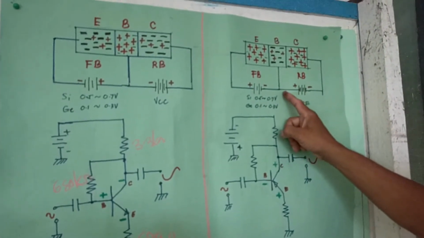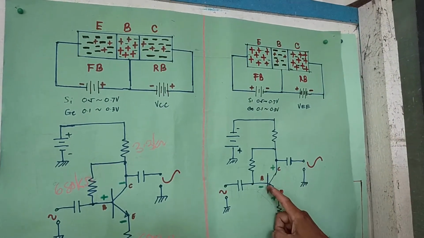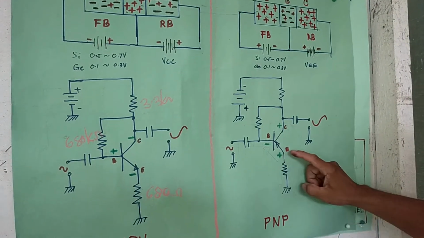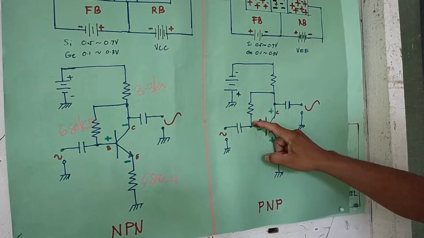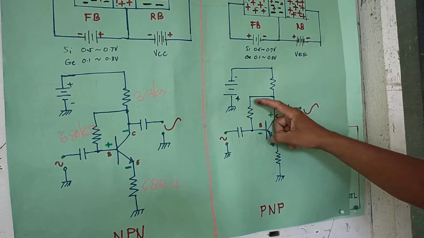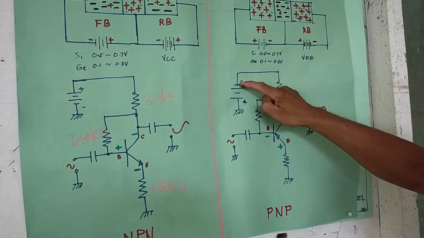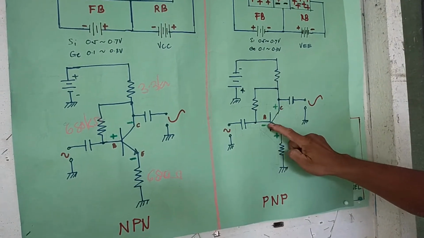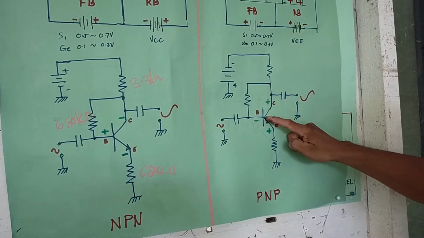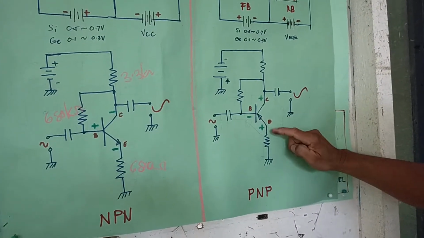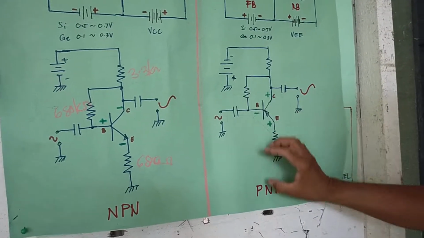Positive of the power supply is connected to base from the circuit here. The base, which is negative because PNP. Base is negative. It is connected to the, if this collector is positive, it is always connected to the negative side, whereas base is connected to the positive side. Then emitter, which is positive because PNP type, is always connected to the ground which is positive. Ground here is positive. We call this one positive ground.